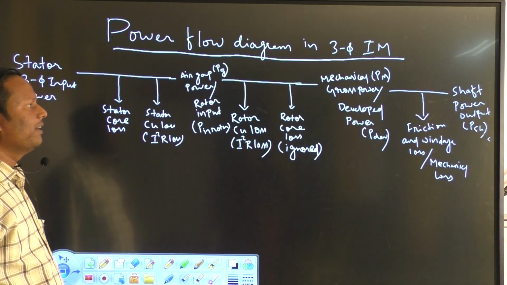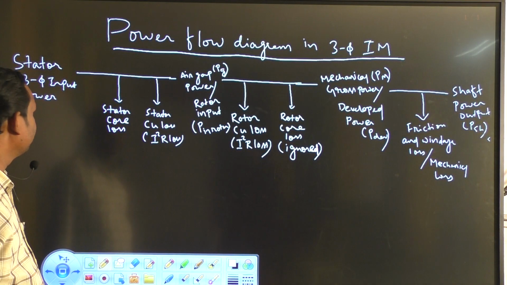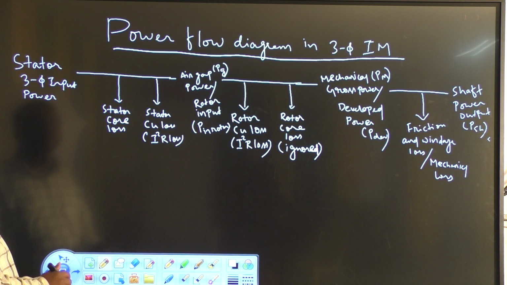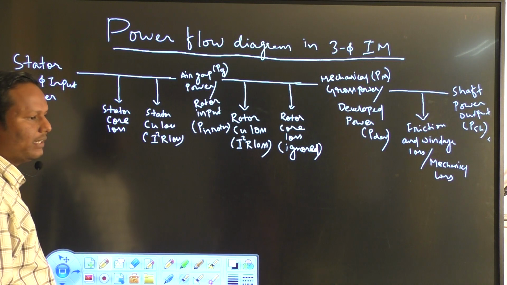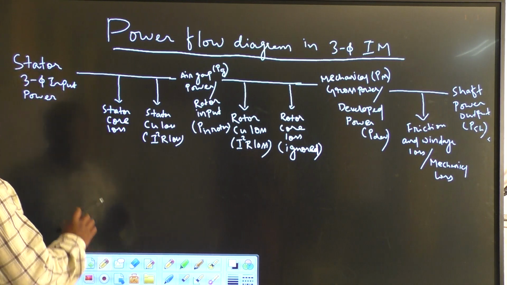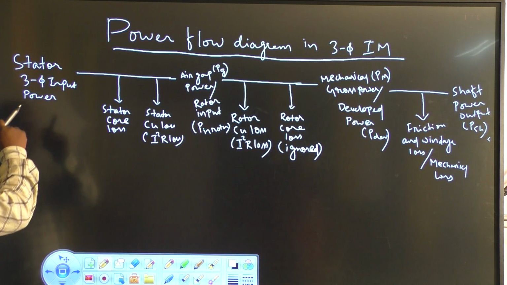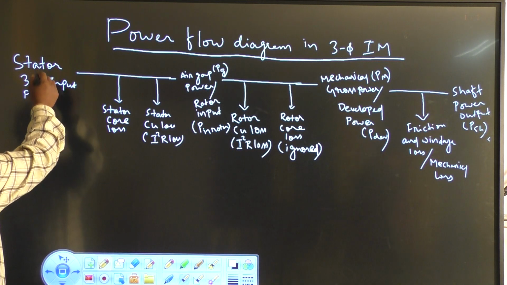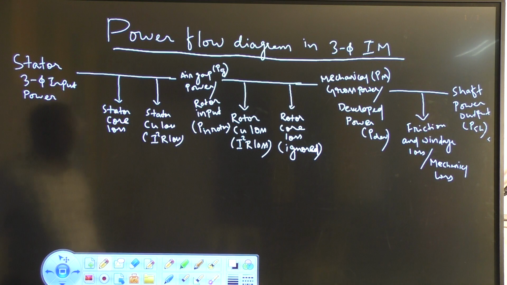Let us discuss the power flow diagram in a three-phase induction motor. As we all know, a three-phase induction motor has two parts, the stator and the rotor. We are giving the three-phase power supply to the stator. So here we start from the stator three-phase input power.